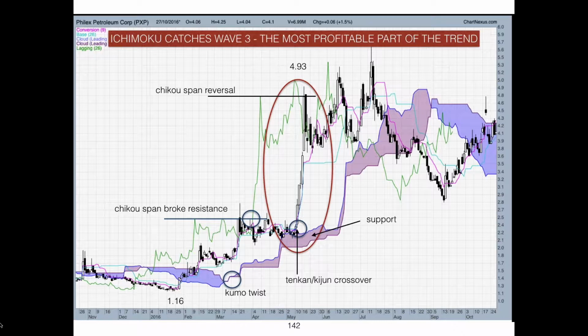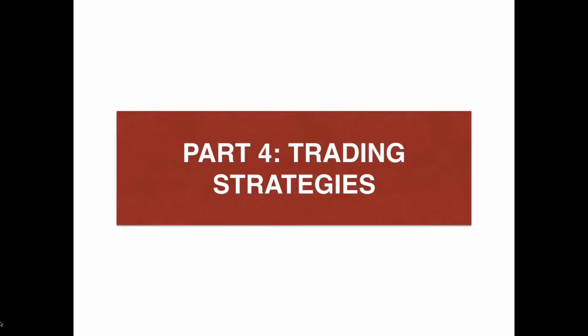Now, this Chikou span also warned us that prices were going to reverse to the downside because price was not able to break above the previous high of the Chikou span. The result was a downtrend, and now PXP is back at the 3 peso area. Now let's talk about some trading strategies that we are able to use using Ichimoku.